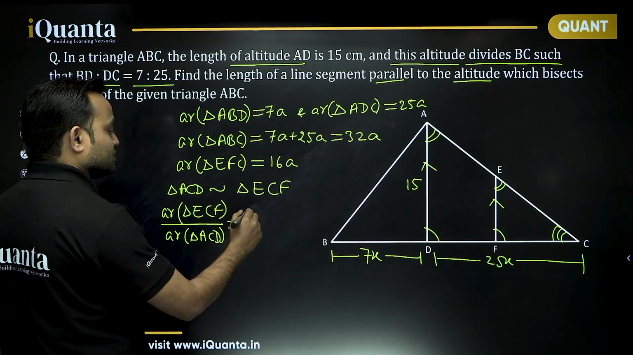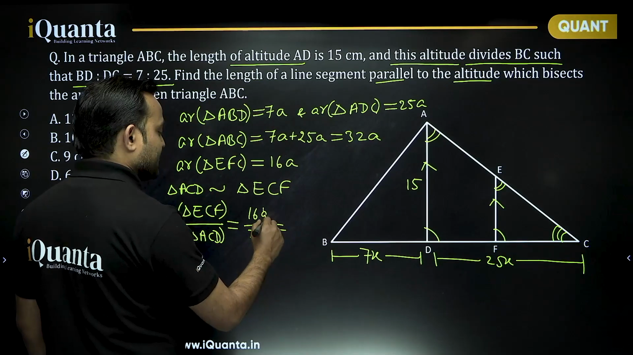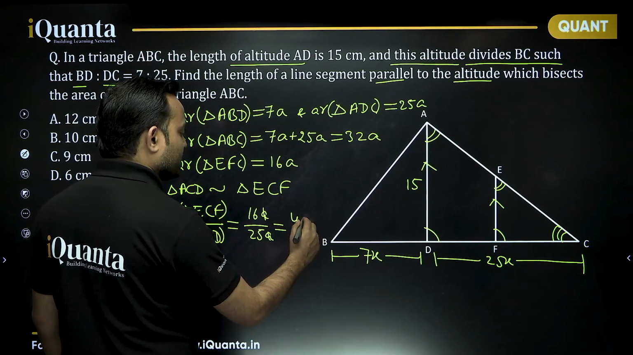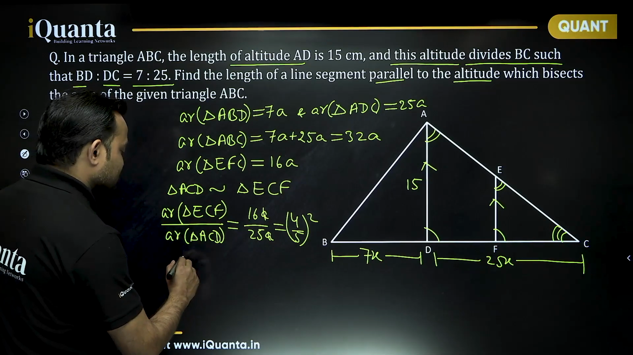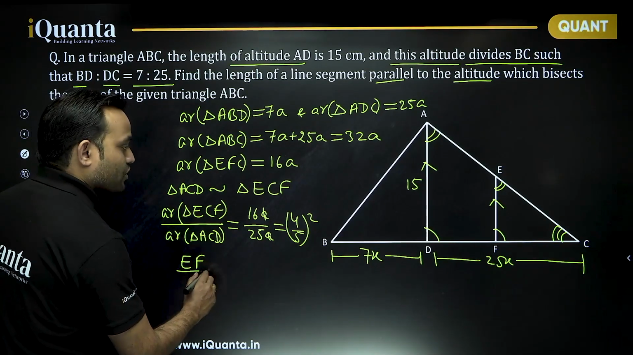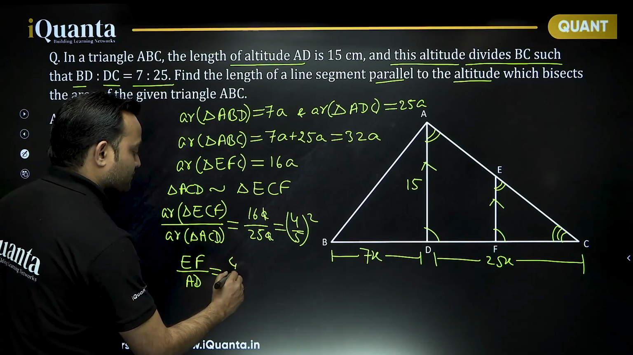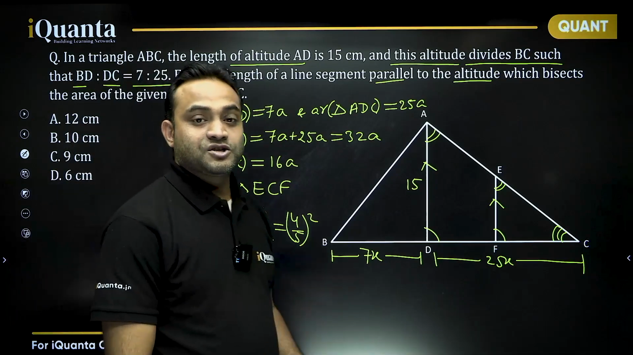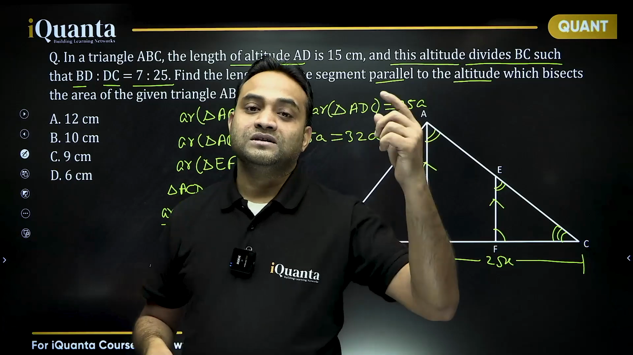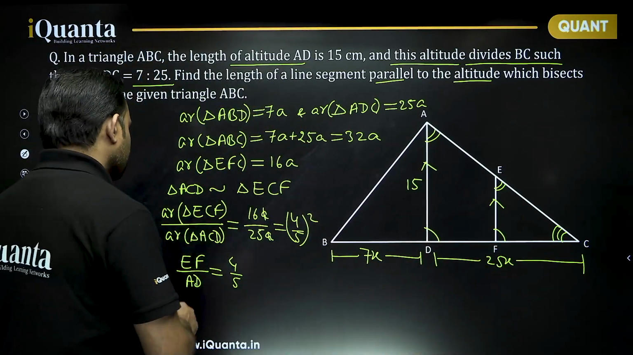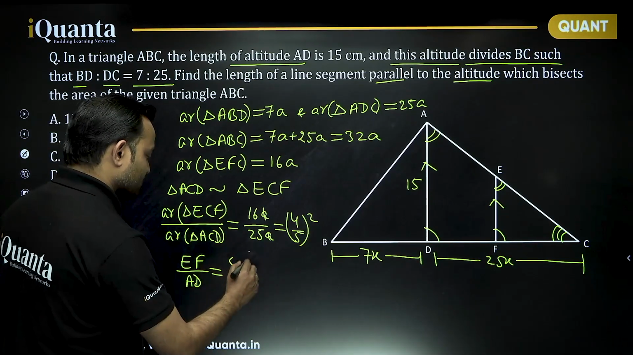This is equal to 16A over 25A, where A cancels out, so it is (4/5) whole squared. So can we say that the corresponding side length EF upon AD will be equal to 4/5? The ratio of areas of two similar triangles is the square of the ratio of the lengths of the corresponding sides. So EF by AD is equal to 4/5. We already know AD. What is AD? AD is 15.